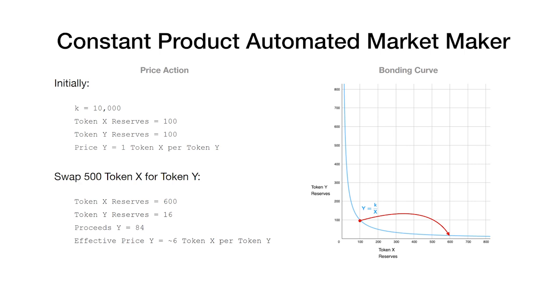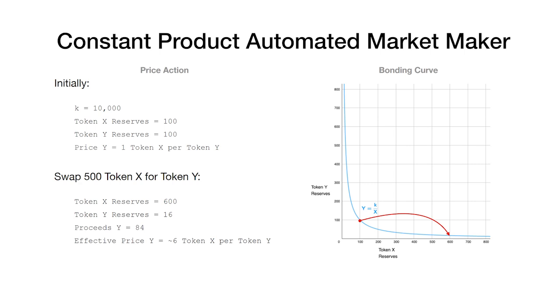Now let's just consider the price action of a simple trade. So we have a pool and the reserves are 100 of each token. And at this point, we expect the price of token X, or sorry, the price of token Y to be 1 token X per token Y. So now we're going to swap 500 token. And notice that I said 500 token because that's much bigger than the 100 token that are in there in reserves for the opposing token.